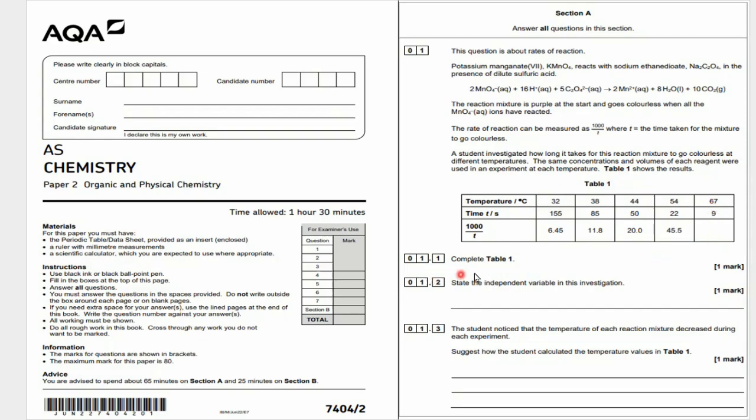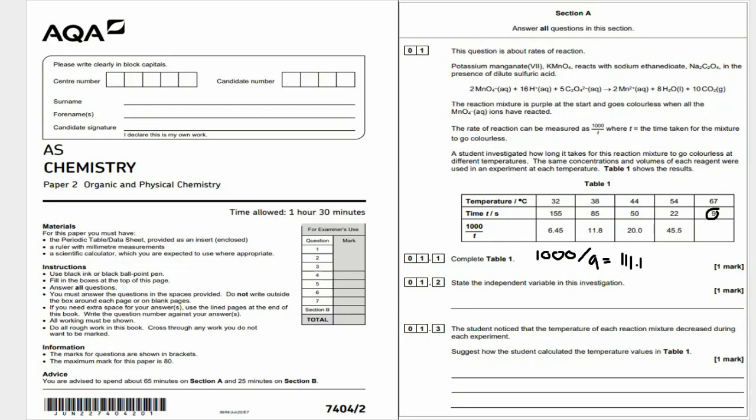So the first question says complete Table 1 for 1 mark. What we need to do here is simply write 1000 divided by t, and t in this situation is 9. So we want to do 1000 over 9, and that's at the temperature of 67. And when we put that into the calculator, we get an answer of 111.1. So you could leave it as 111, 3 significant figures, or you could leave it as 111.1.